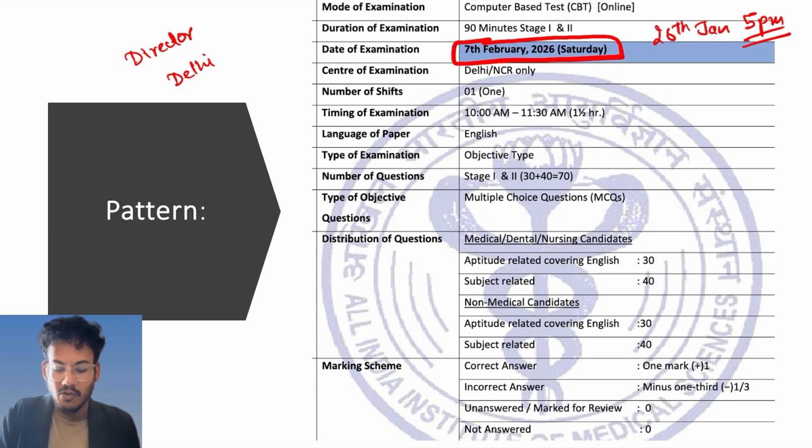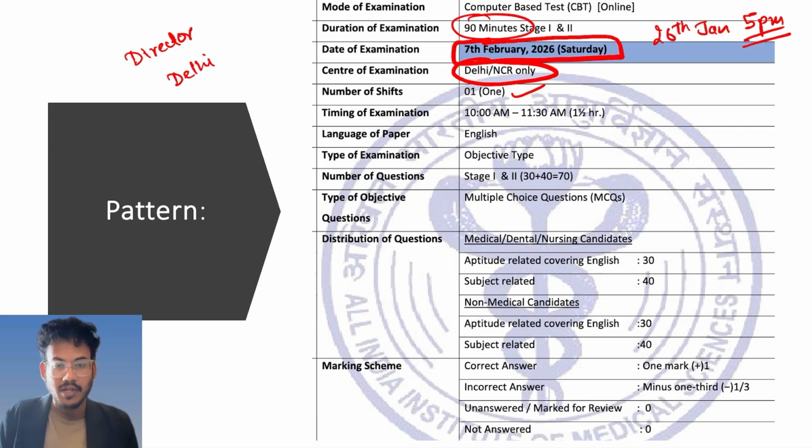The main thing is that the center would be only in Delhi NCR. So you have to travel from your state to Delhi NCR, so plan things accordingly. There's no other examination center apart from it, and it would also happen in only one shift. The examination will last for 90 minutes.